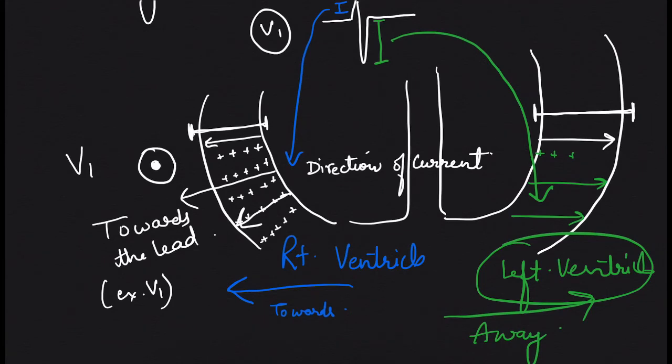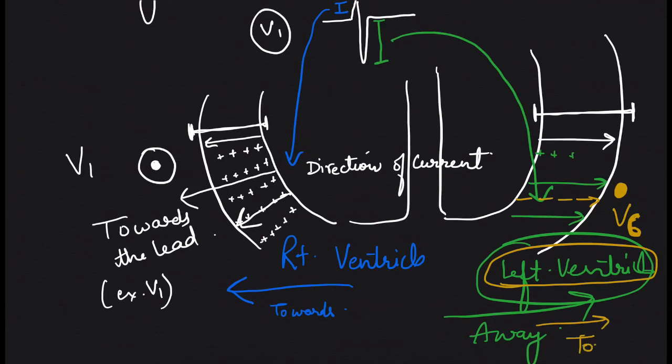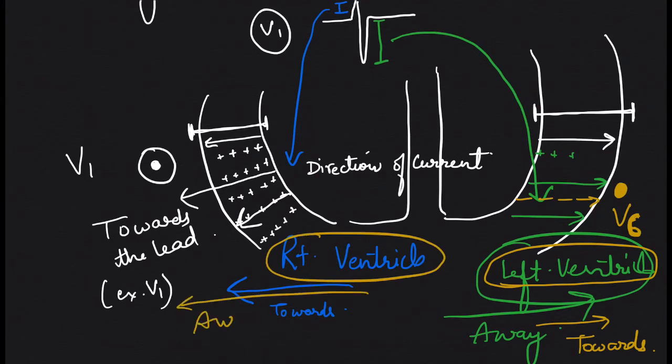Now the same if we consider in V6. We'll talk about the intermediate leads as well, but if we consider V6 now, whenever the left ventricle depolarizes, the direction of current will be towards the electrode. The current of the left ventricle is coming towards the electrode V6. So in V6 we will get a positive deflection because of the left ventricle. However, the current of the right ventricle is now going away from V6. So we'll get a negative deflection because of depolarization of the right ventricle.